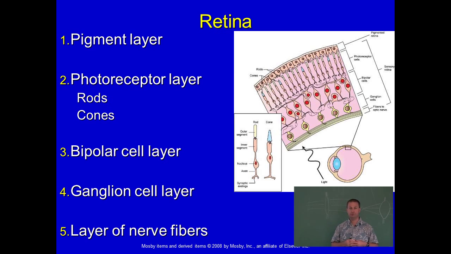Now, what's the difference between a rod and a cone? What do they do differently? One sees color and one sees more shades of gray. So the cones are the ones that help us see color, and the rods see shades of gray. Now, do dogs have color vision, or are they just black and white?